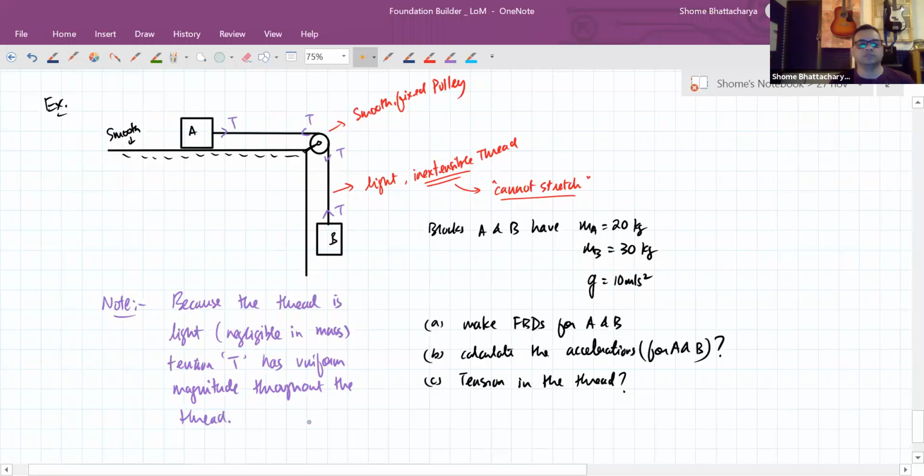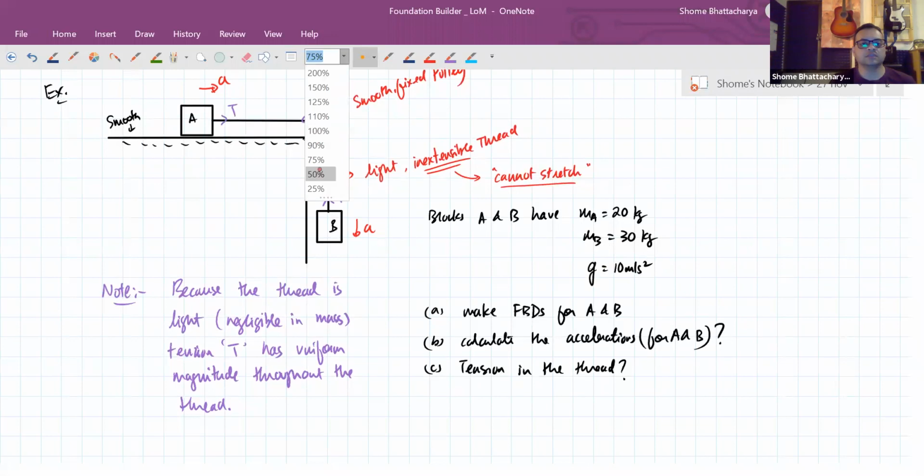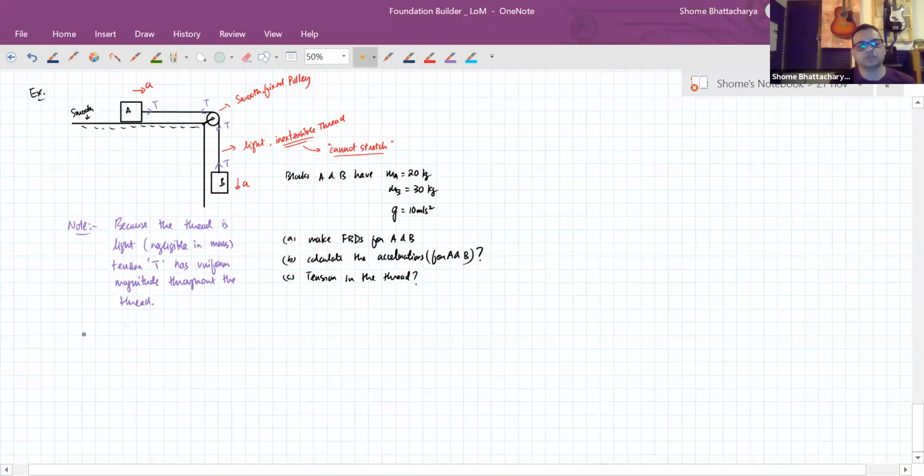Throughout the thread. That's one thing. And second thing, which is very important, the magnitude of acceleration of A and B will be the same. Again, why that is the case is because the thread is what we call inextensible, so it does not stretch. So that's the first point.